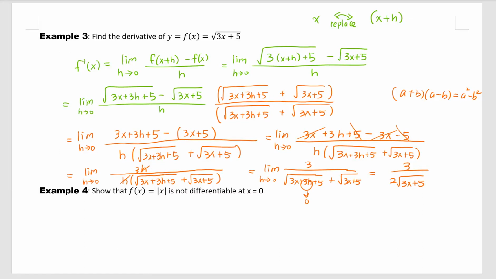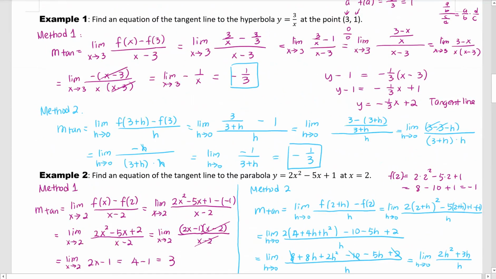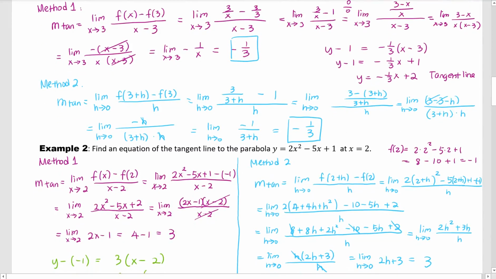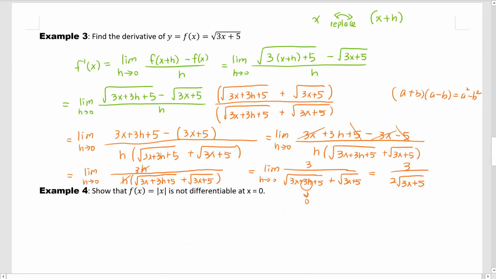In the previous example 1 and example 2, with 2 different formulas, we got a number because that is the derivative evaluated at 1 point. But now we use this formula and solve it, and the result is a function of x. The derivative is a function of x. It tells us the slope of the tangent line at different points of the function. Okay, let's continue.